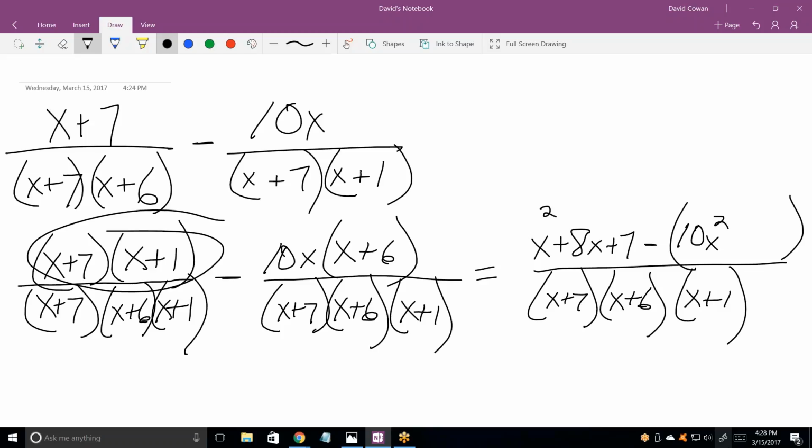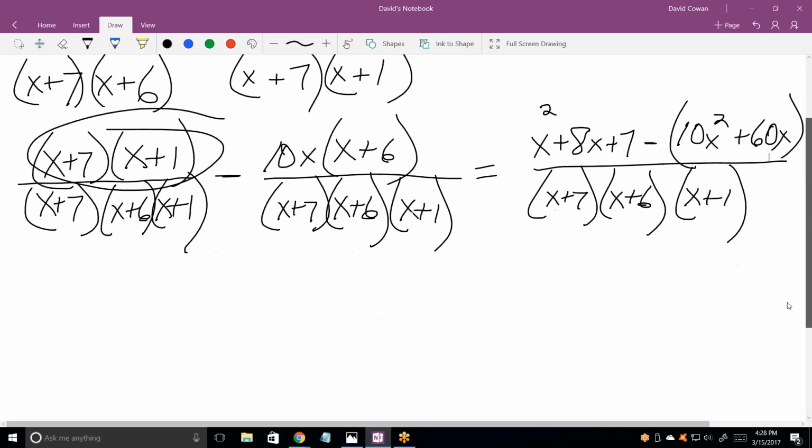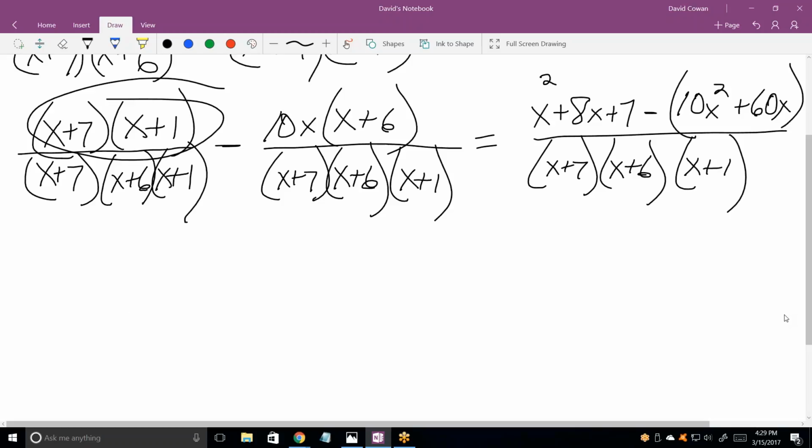Okay. You see why? Because this negative sign gets distributed to both the 10x squared and the 60x. Yeah, I see that. So without the parentheses, I would get a different answer. Okay. So simplify the numerator now.